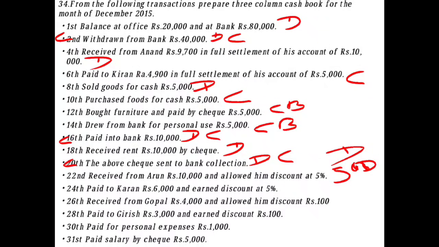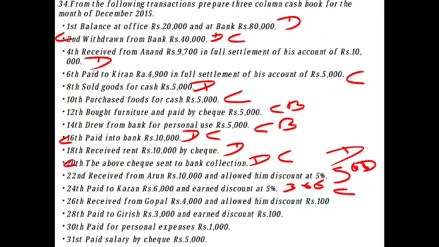Then paid to Kiran 6,000 and earned discount. Now the 5% discount on 6,000 will be 300, which you are going to record on the credit side because it is a payment. Okay, so only 5,700 we are paying and 300 we have as a discount here.